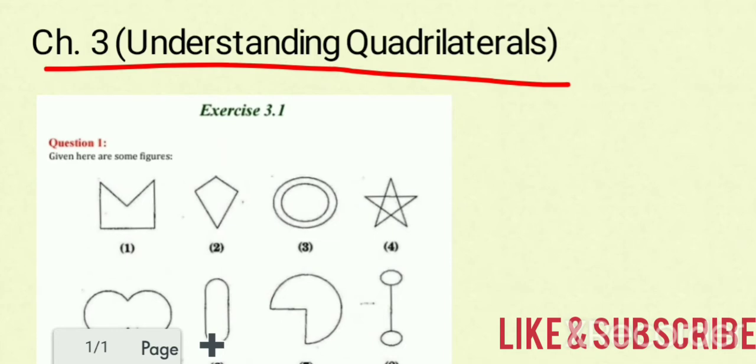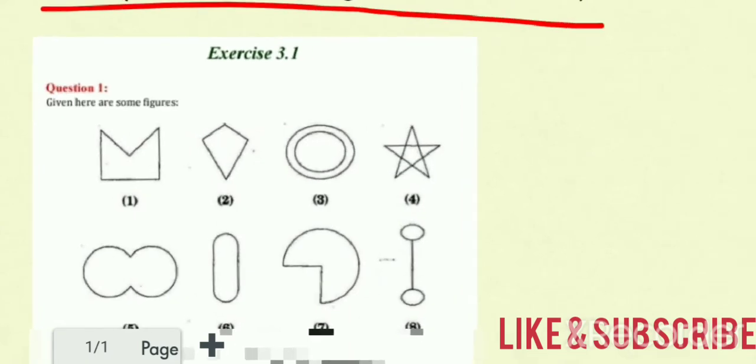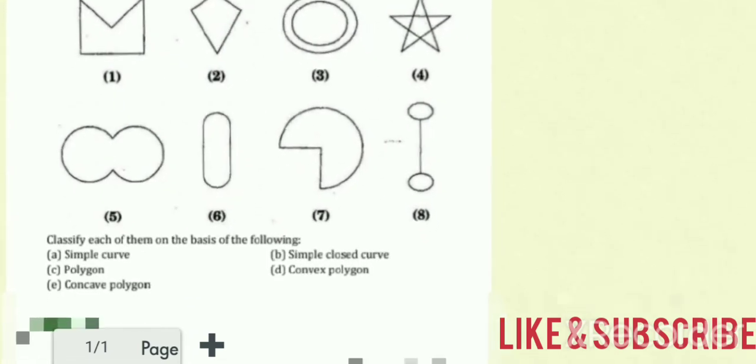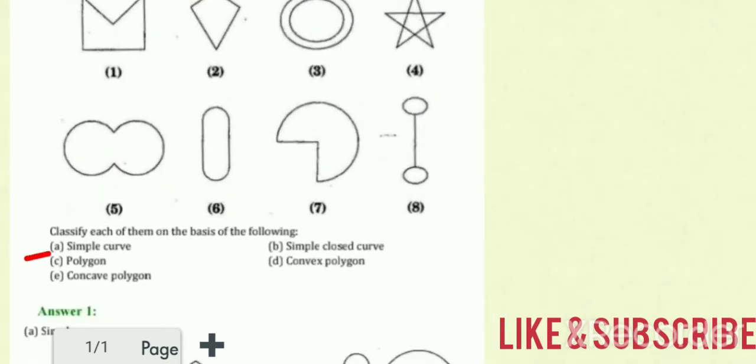Sums are given in the questions. Now question number 1, exercise 3.1, gives some figures. यहाँ कुछ फिगर्स दिए हुए हैं. Classify simple curve, simple closed curve, polygon, convex polygon and concave polygons.